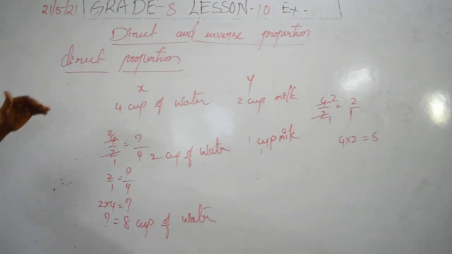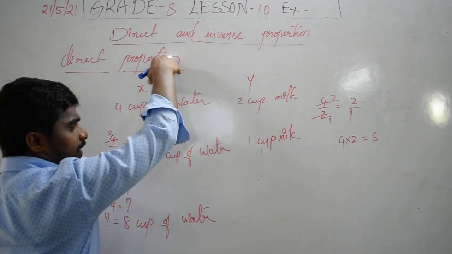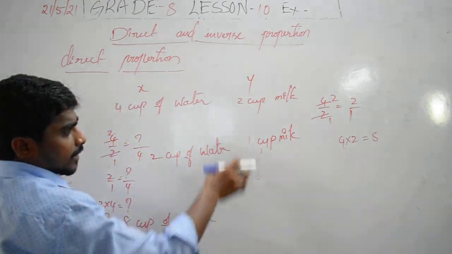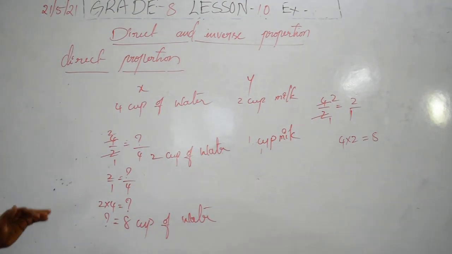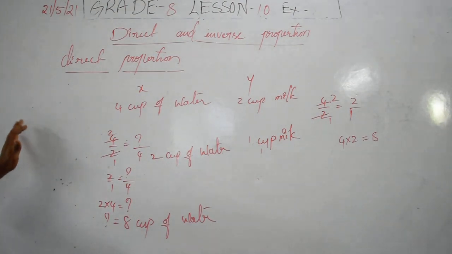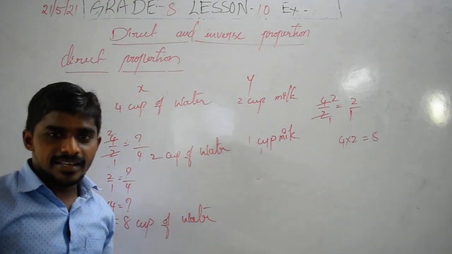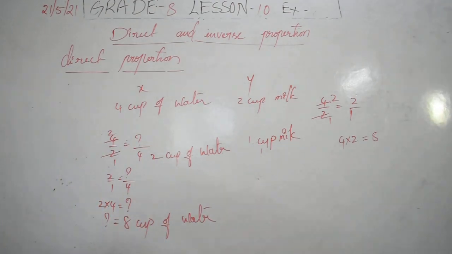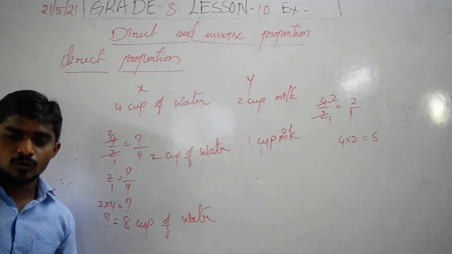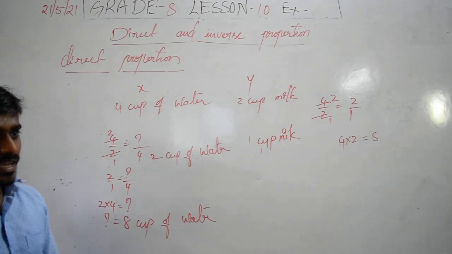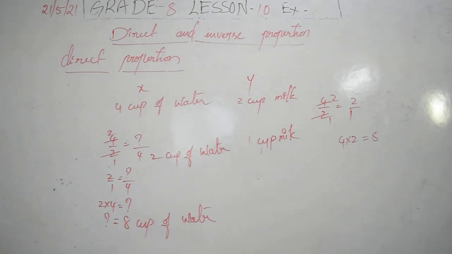Inverse proportion. One quantity is high, one is opposite. One quantity is increasing, one quantity is decreasing. Like one quantity is decreasing, one quantity is increasing. That is inverse proportion. Direct proportion, two quantities are increasing or decreasing. Inverse proportion, one is opposite, like one quantity decreasing and another quantity increasing. So that is the inverse proportion.